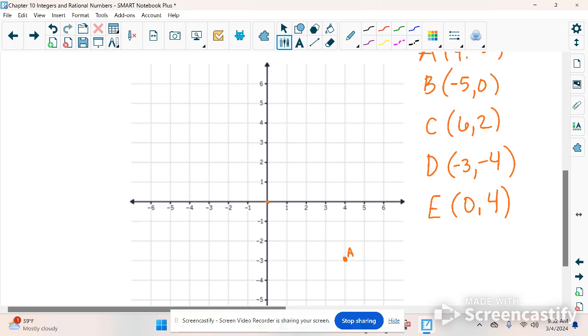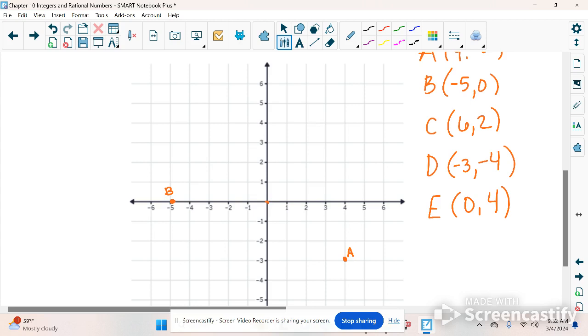Point B is -5, 0. If I start at 0, am I going to go left or right? Left to -5. You would just stay there because it's on 0. I don't go up or down because it's just 0. So I'm literally staying right there. Is it okay if I end up on an axis? Yeah, it's okay.